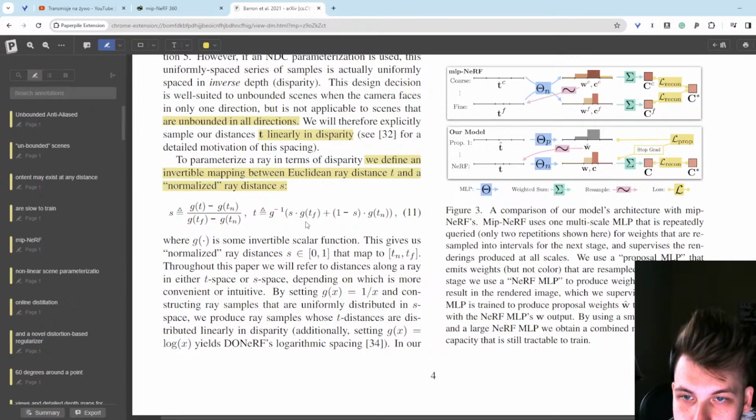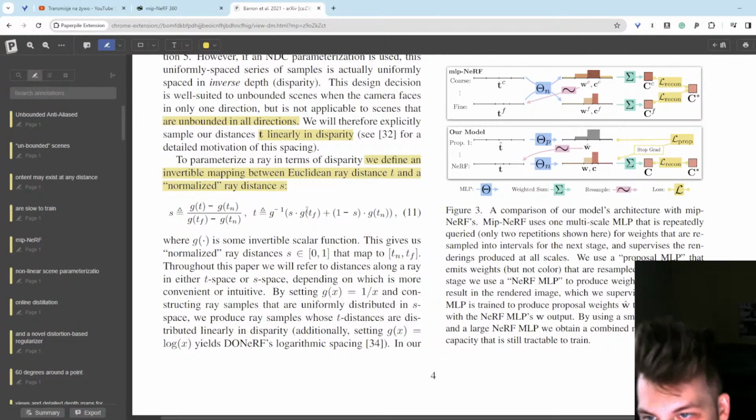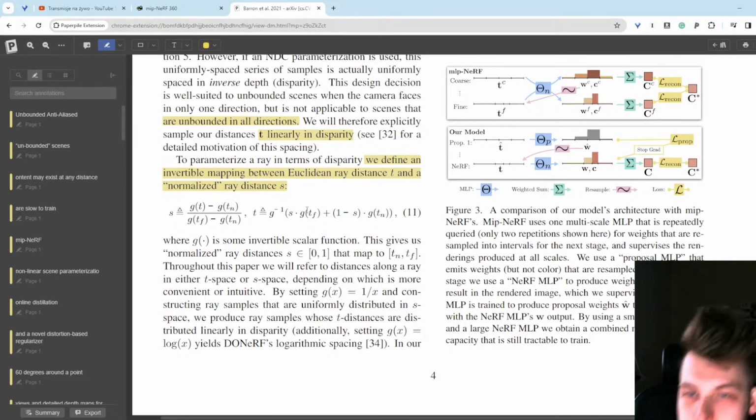So if s is 0, we get tn, if s is 1 we get tf. This is how this works. This allows us to translate from 0 to 1, so this is why it is normalized, because 0 will be mapped to tn and tf is mapped to 1. So 0 is at the beginning of our range and 1 is at the end, and then this is all put into this g function.